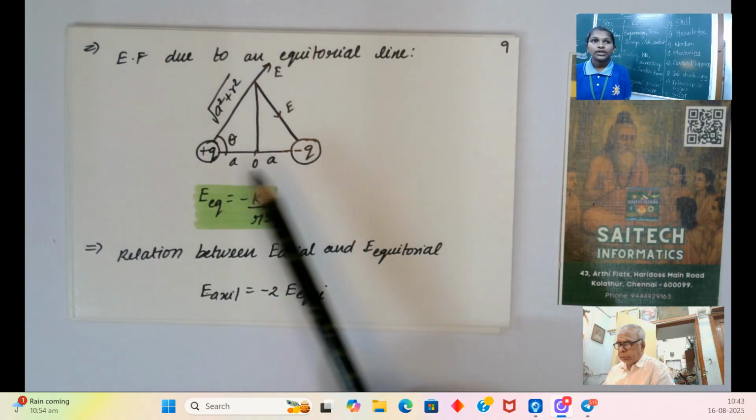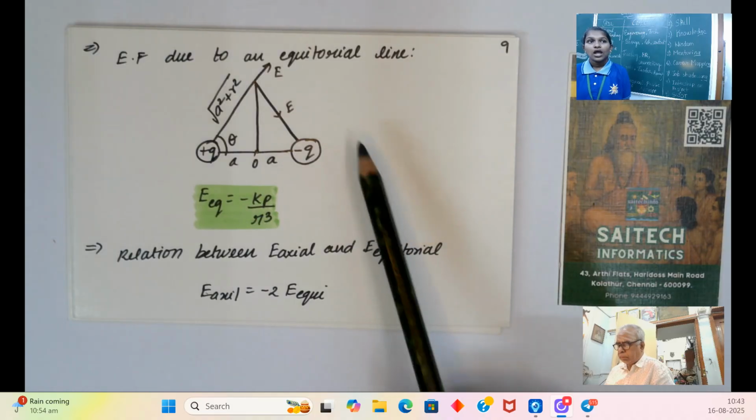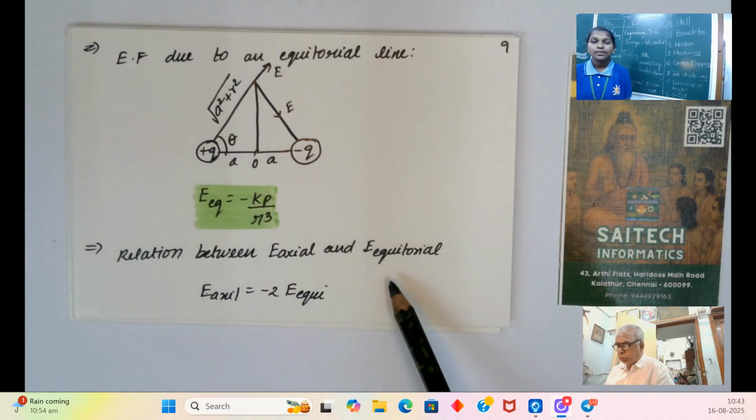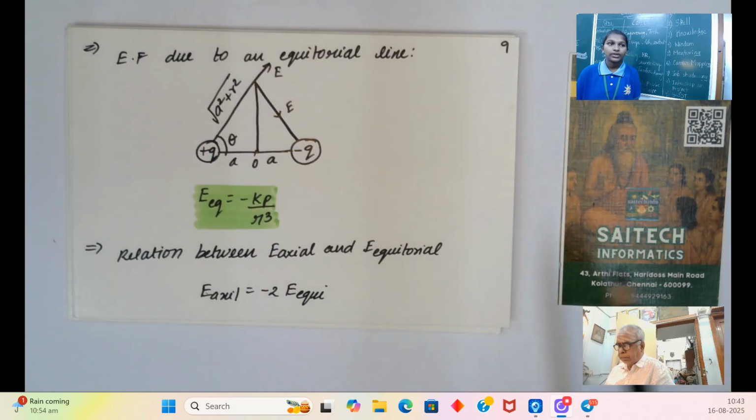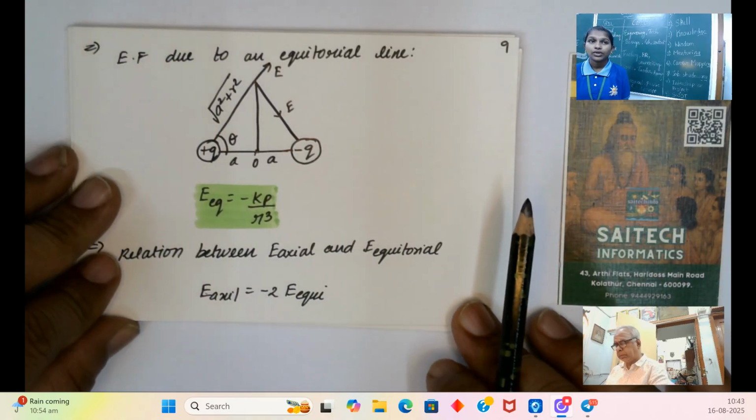where E equatorial is equal to minus Kp by R cube. And now we'll be seeing about the relation between E axial and E equatorial, where E axial is equal to minus twice of E equatorial.